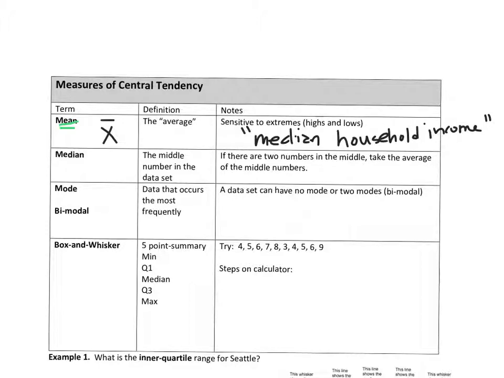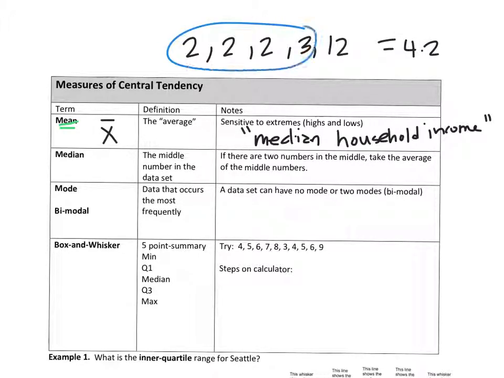If you look at a simple example, if you have 2, 2, 2, 3, 12, and I add up 2 plus 2 plus 2 plus 3 plus 12 and divide by 5, because there's 5 in the data set, it's going to be 4.2. So these numbers are all less than 4.2. This 12 is kind of throwing it off. So it's sensitive to the extreme highs and lows.